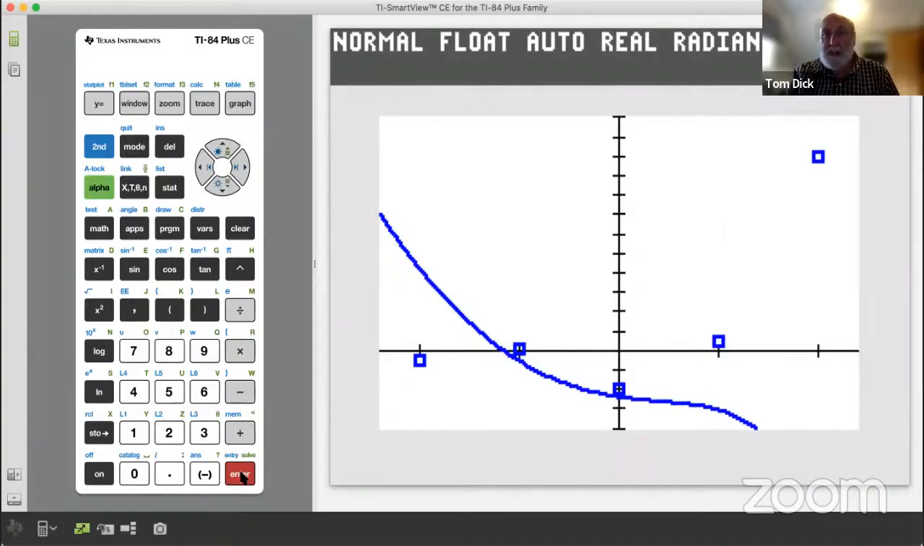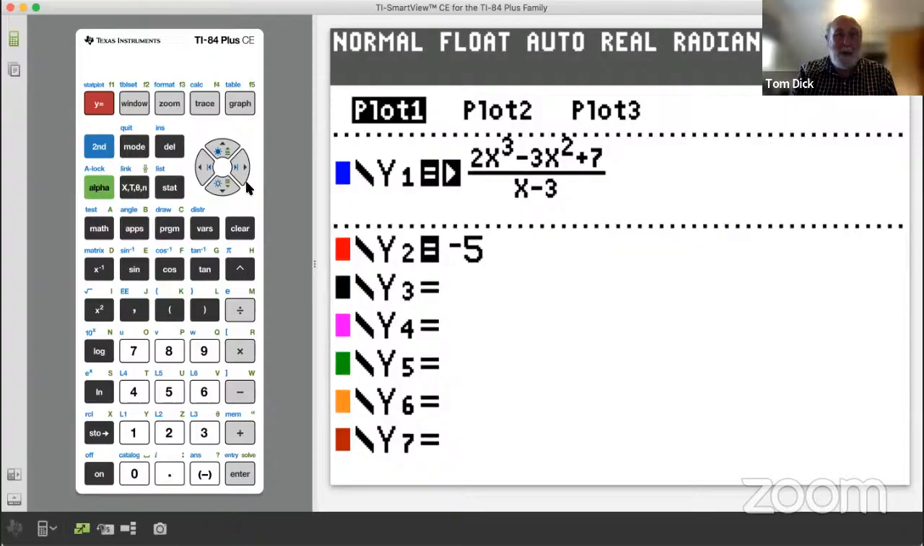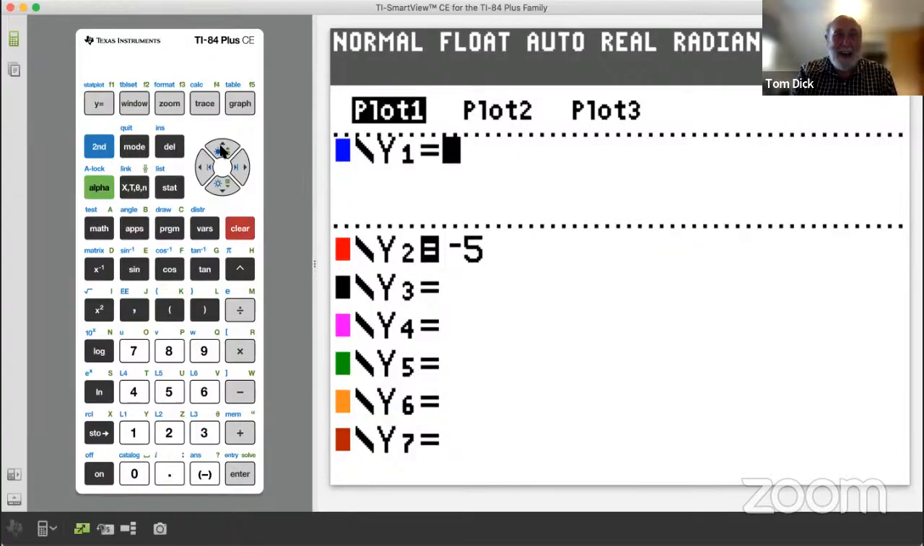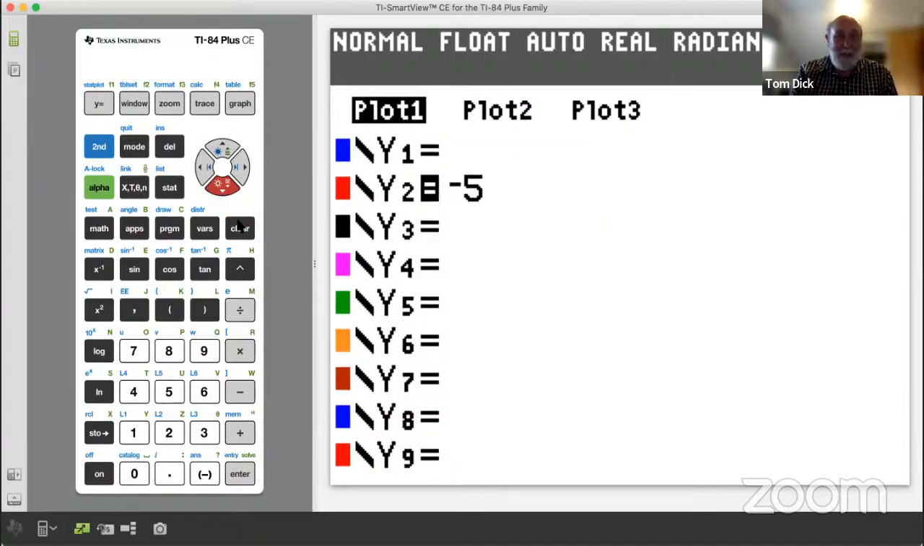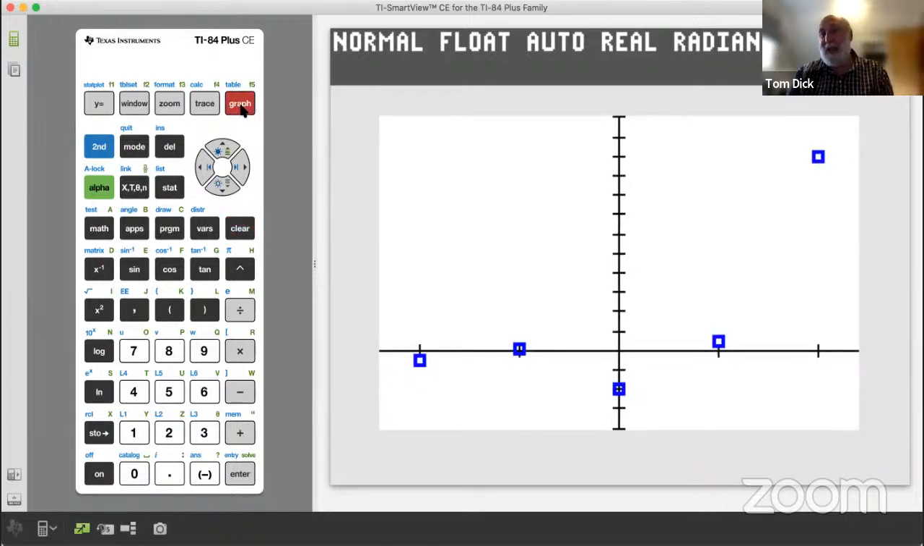I got some kind of function. You still have your function in there from the example. Oh, that's the rational function we had a little while ago. Of course. Okay. So let me go to y equals and clear that out. Clear out those two. Go ahead and graph it again. And there's our scatter plot.